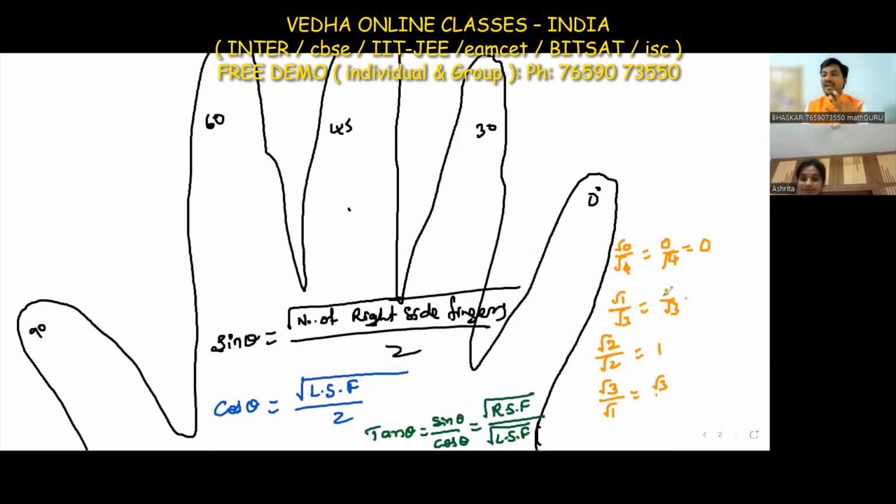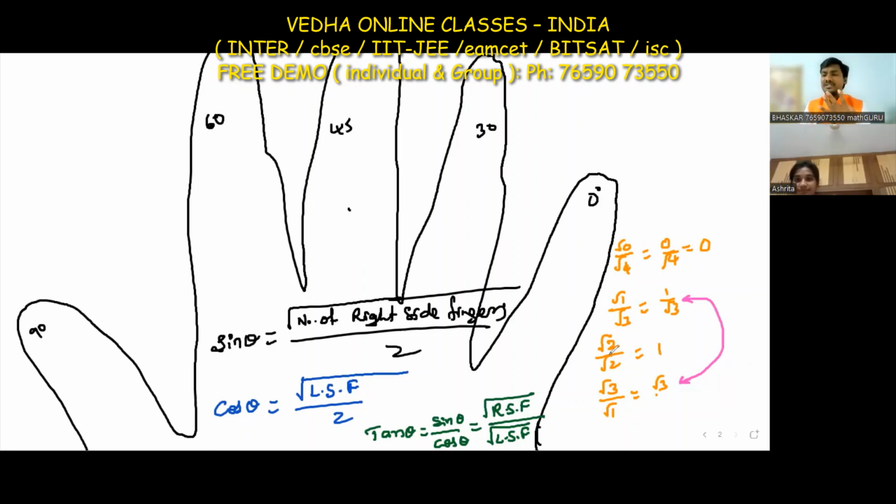Most of the students will get confusion between tan 30 and tan 60. Instead of tan 60, they write the tan 30 value, or instead of tan 30, they write the tan 60 value. That's why be careful. If you use the fingers technique, there is no confusion at all. You will get the correct answer easily without any confusion, right?